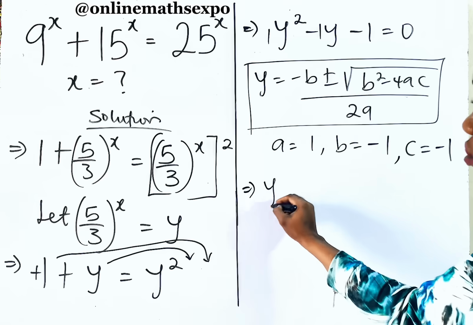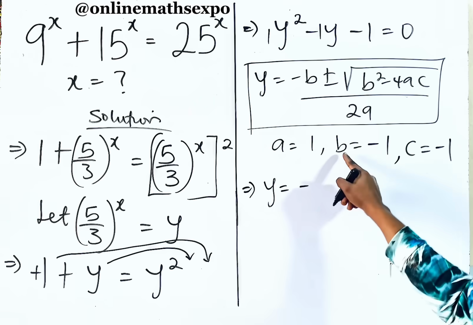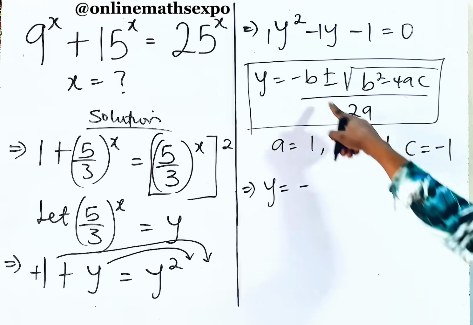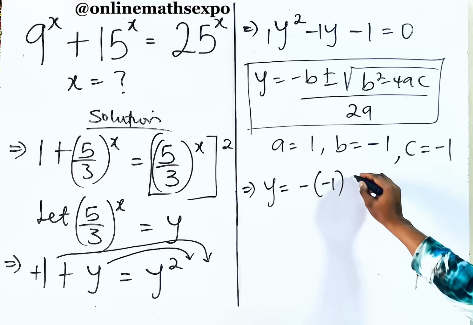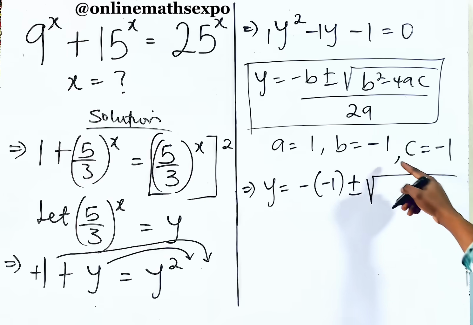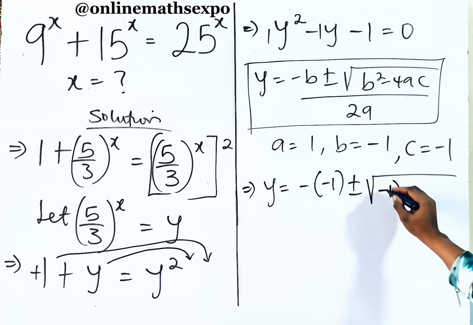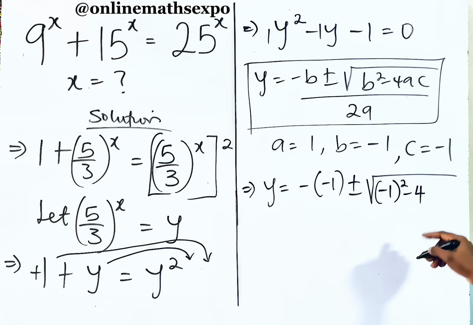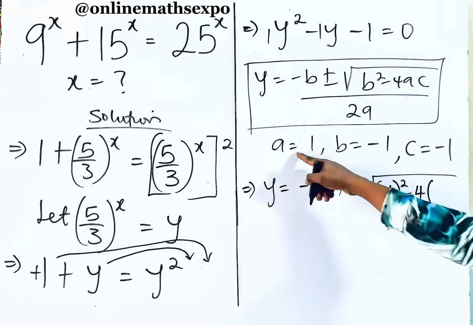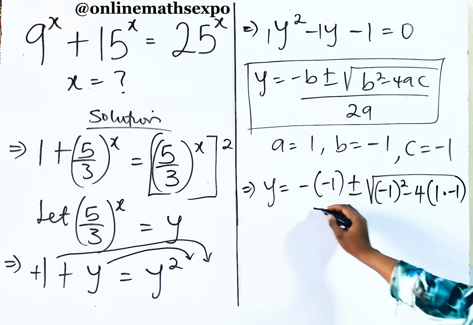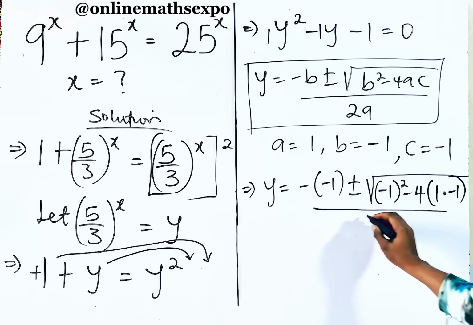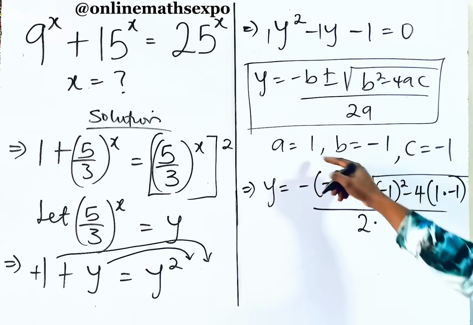We are going to have y is negative, our b is negative. So be careful at this point to put it in brackets, okay? So y equals plus or minus square root of, our b is negative 1, so squared, minus 4 multiplied by our a, which is 1, multiplied by negative 1, and everything is divided by 2 multiplied by 1.